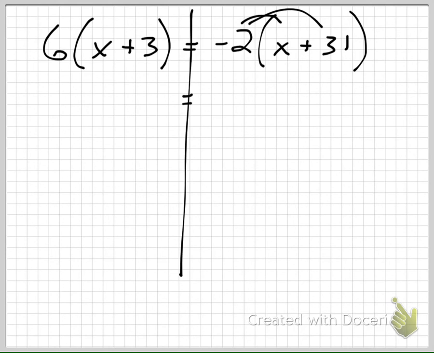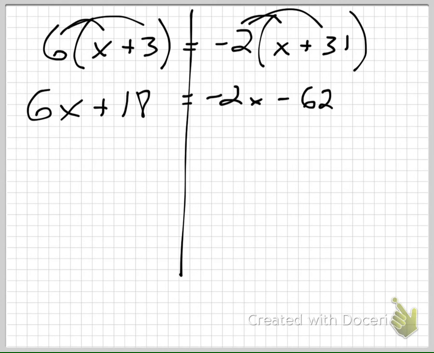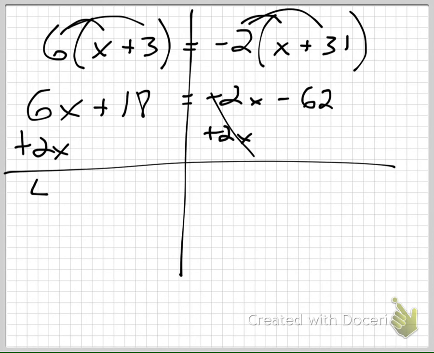Negative 2 times x is negative 2x. Negative 2 times a positive 31? Negative 62. Over here on this side, can I clean that up? Yes. Rainbow, rainbow. 6x plus 18. Now, is the variable happy? No, he's split on both sides. Which one do I take care of? Negative 2x. The negative 2 is smaller. So how do I get rid of negative 2x? Add 2. Plus 2x, plus 2x. Whoa. 8x plus 18 equals negative 62.